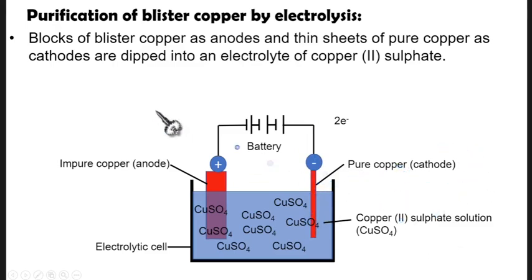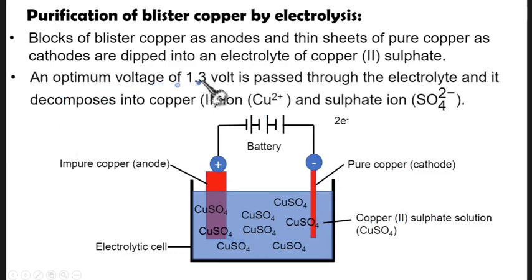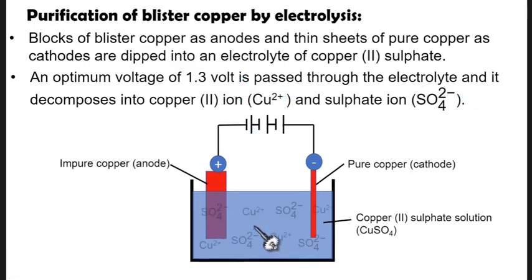After this arrangement has been done, an optimum voltage of 1.3 volts is passed through the electrolyte. Current now passes in this circuit, and the copper(II) sulfate decomposes into copper(II) ions, Cu2+, and sulfate ions, SO4 2-. So these decompose into ions and exist as ions like this.